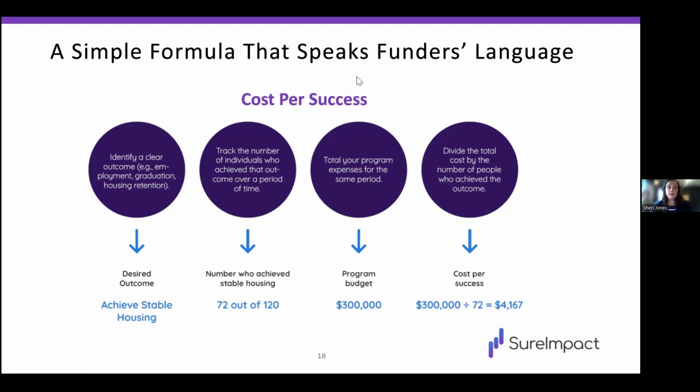Now they know that if they write you a grant for $20,000, this is how many families I'm likely to get stably housed. And you are able to tell that story in a much more compelling way, in terms of how the funder is really moving the needle on outcomes. And what's really cool about the cost per success model is that if you can increase your success rate, your cost per success can go lower, which shows you that you're becoming a more effective and efficient organization, but you don't have to do more with less.